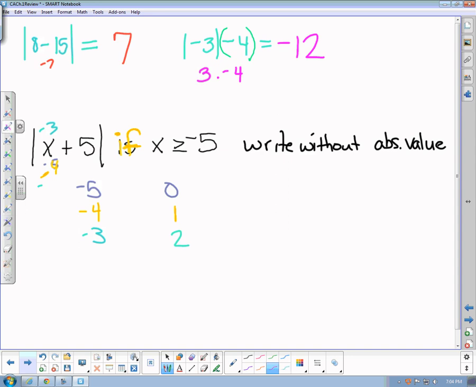And so therefore, to write it without an absolute value symbol, what plus 5 is going to get you 0? Well, it would be x plus 5. The absolute value symbols aren't going to do anything for this one because we're going greater than or equal to a negative 5. Because when x is a negative 5, you get 0, so we just have to leave it as x plus 5.